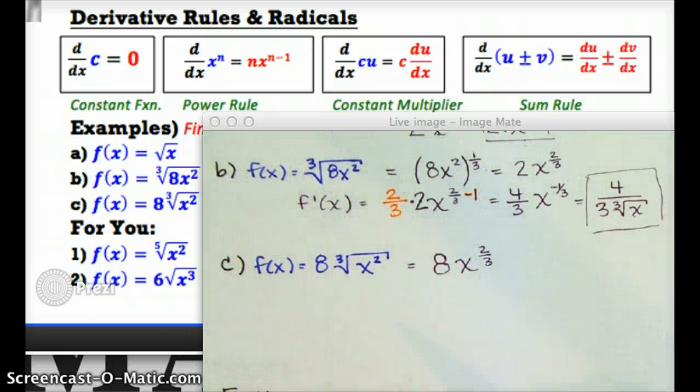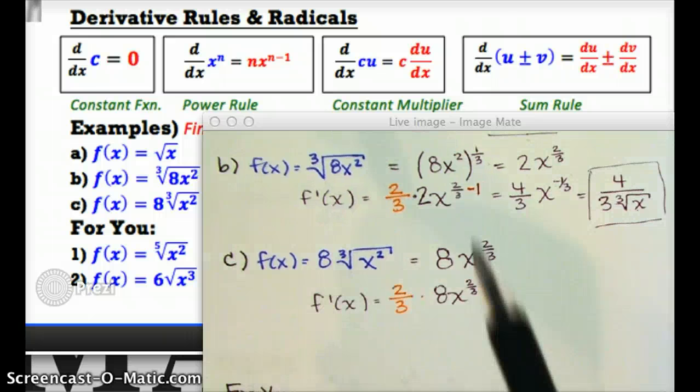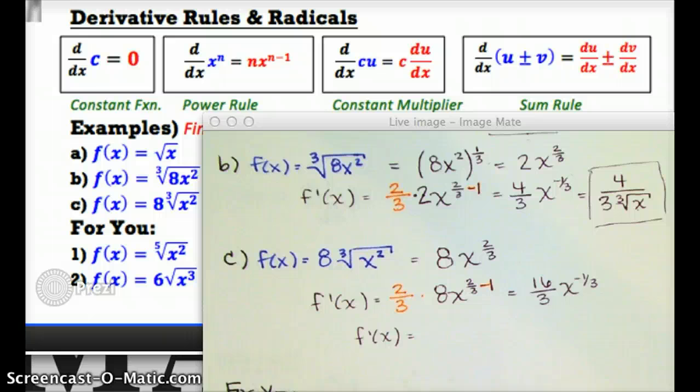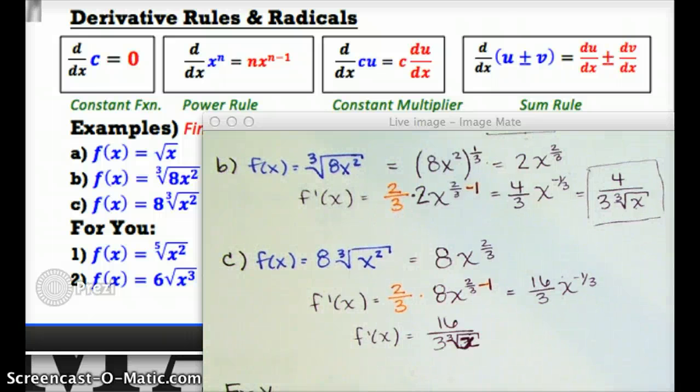And now we're going to follow the normal derivative rules. Multiply the exponent and subtract 1, which gives me 16/3 x to the negative 1/3 power. Just like before, the negative 1/3 power is going to turn into a cube root on the bottom. It'll be 16 over 3 times the cube root of x. Follow my examples, be very careful with your coefficients and your exponents, and do the 2 that are for you.